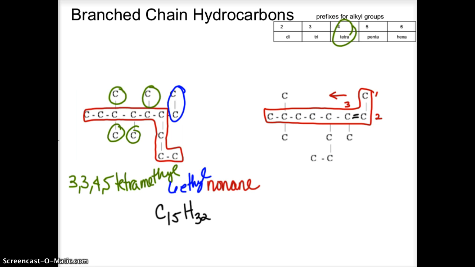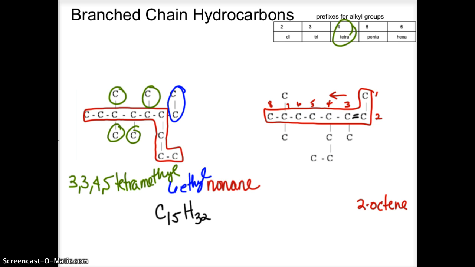We would count from the right to the left because the multiple bond gets the priority of having the lowest number possible. All right, so the last name for this molecule then, let's see, there's 1, 2, 3, 4, 5, 6, 7, 8 carbons in that longest chain. So it would be called a 2-octene. And I'm going to just put a dash in between the 2 and the oct. So that is the last name.